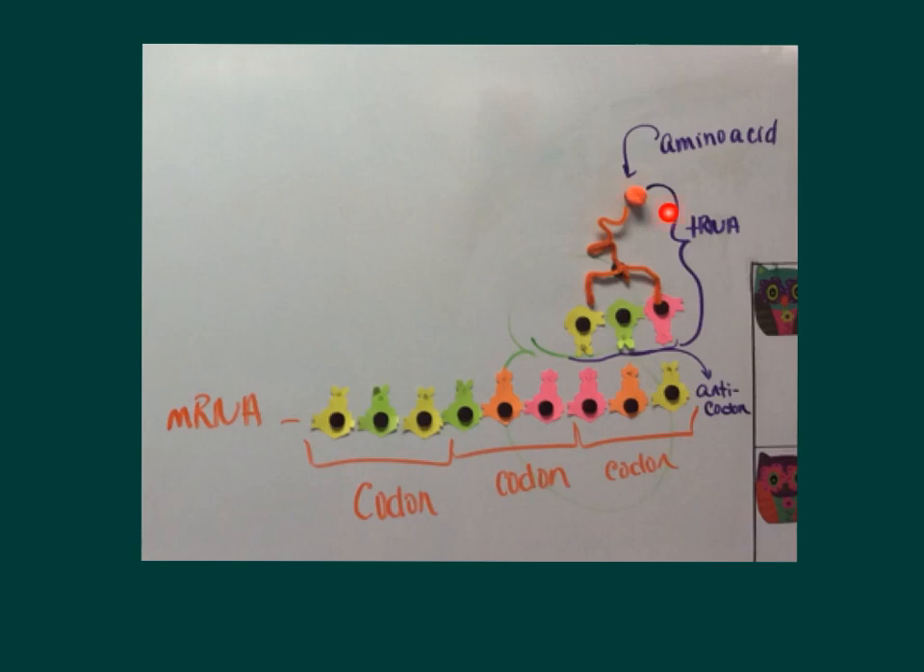This whole structure that you see highlighted in purple is your tRNA. At the very top, this little puffball is your amino acid. The bottom 3 nucleotides are called your anticodon. Your anticodons match up with your codons.